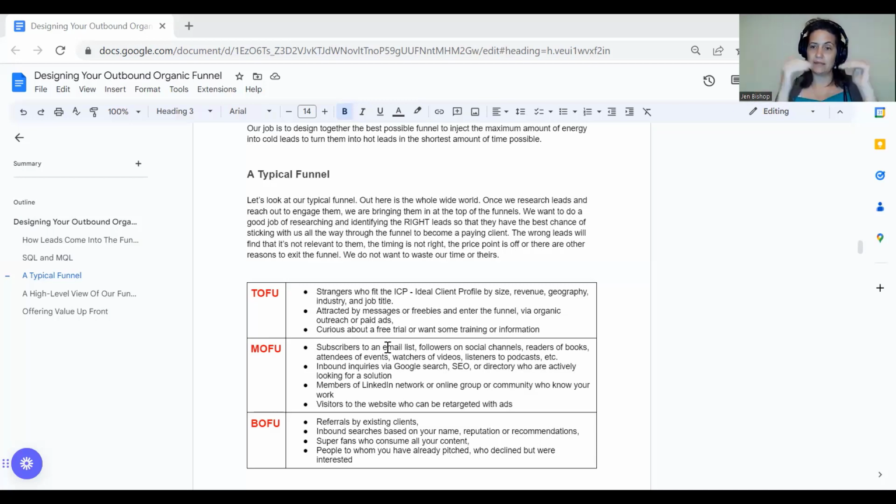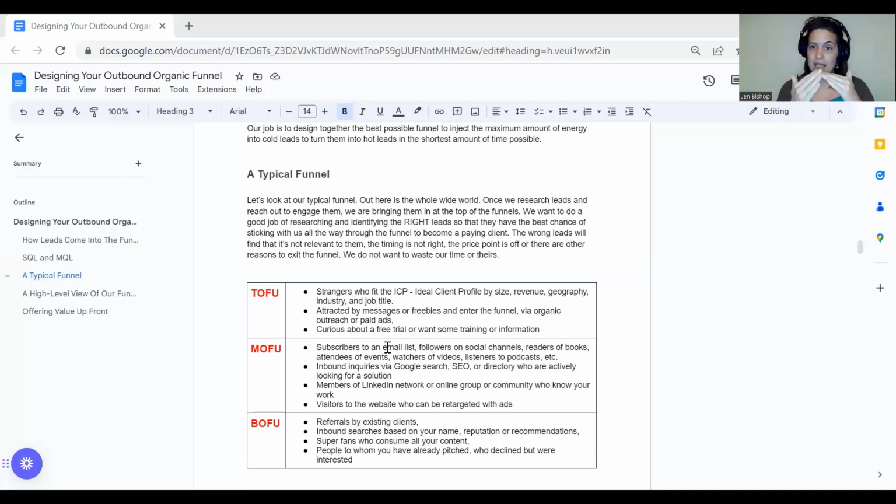Now, this type of lead at this point is cold and they are just curious. So they're curious about your free trial. They're curious about the training or the information or something that you've offered them. Maybe it's just a message or a chance to talk to you. They're just curious at this point. Then we move them down to the middle of the funnel. Now, these are people who have now subscribed to your mailing list. They followed you on social channels. They've read your book. They've attended your event. They watched your video. They've listened to a podcast.